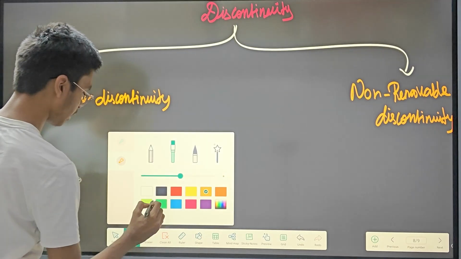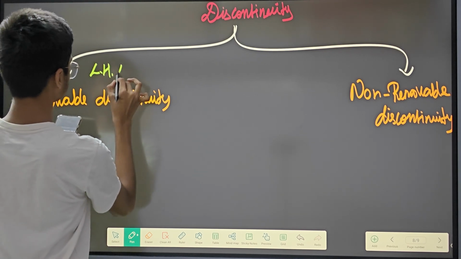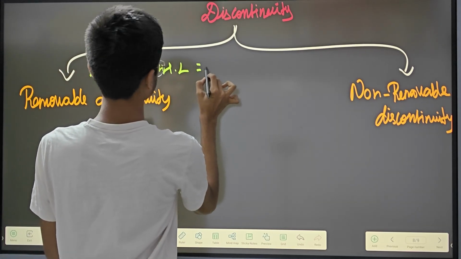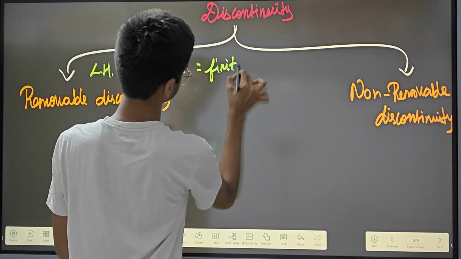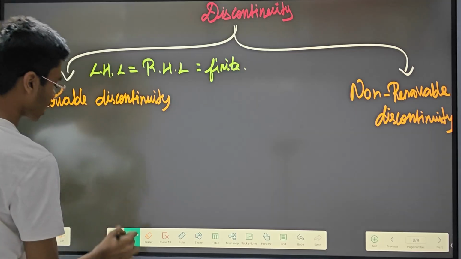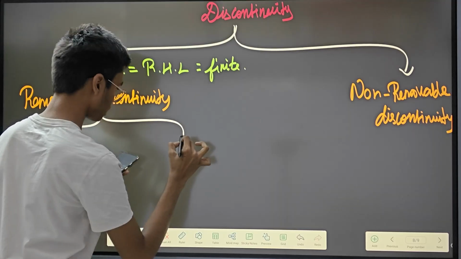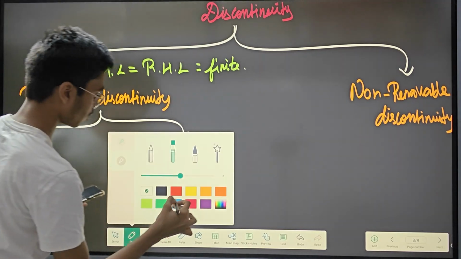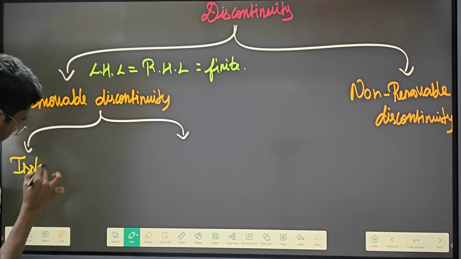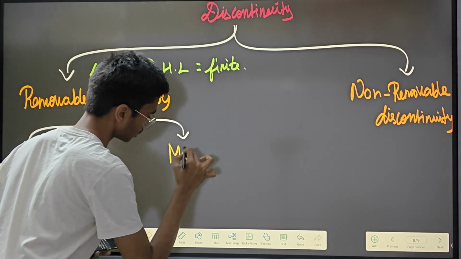Okay, and one point that you have to notice here is that LHL, left hand limit, will be equal to right hand limit, which will be having a finite answer. Okay, and as I said, here there are two sub-divisions: isolated point, and next is missing point. By name itself, many of you would have guessed what it is. Isolated point and the missing point.